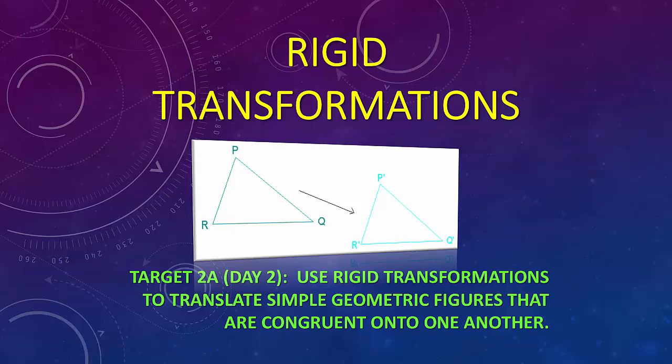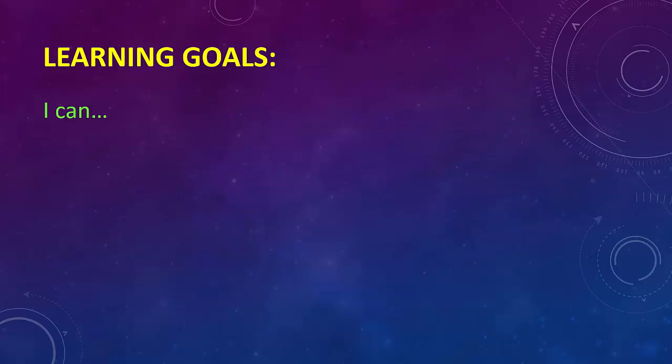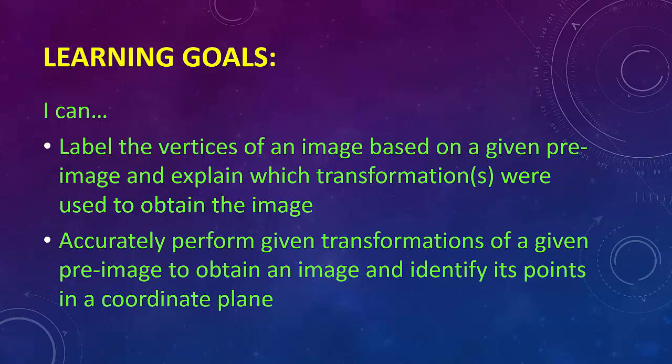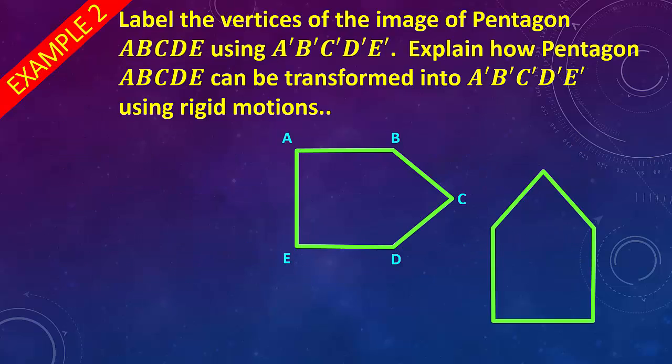All right, time for day 2 of rigid transformations. Learning goals for this day. I can label the vertices of an image based on a given pre-image and explain what transformation or transformations were used to obtain the image. And I can accurately perform given transformations of a given pre-image to obtain an image and identify its points in the coordinate plane.